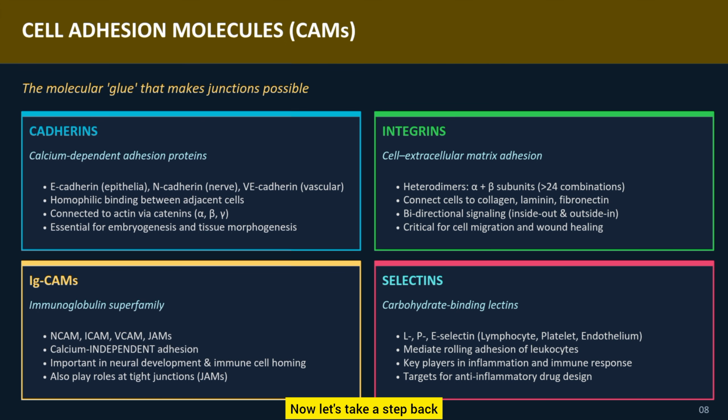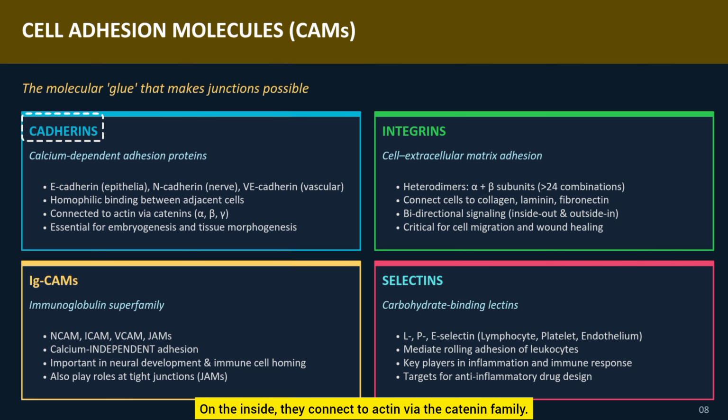Now let's take a step back and look at the molecular players, the cell adhesion molecules, or CAMs, that make all these junctions possible. There are 4 major families. Number 1, Cadherins. These are the calcium-dependent adhesion molecules. E-cadherin in epithelial cells, N-cadherin in neurons, VE-cadherin in blood vessels. They bind homophilically, E-cadherin binds E-cadherin.